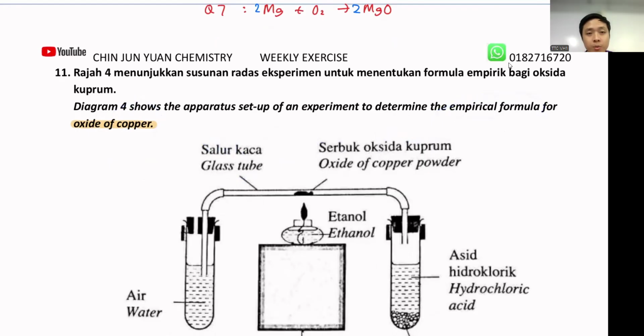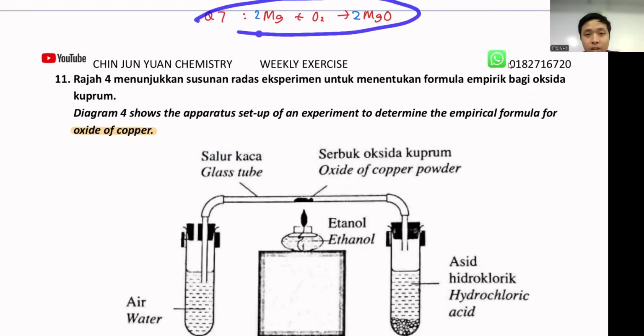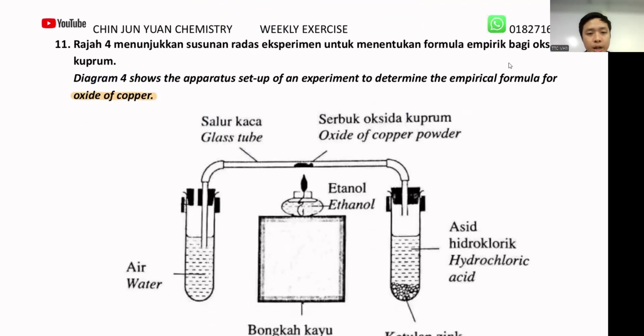They are just using a different way because for the previous question, the crucible one, magnesium reacts with oxygen. You cannot use copper because copper is too unreactive towards oxygen, very less reactive. So that's why in this case, copper has its own experiment.